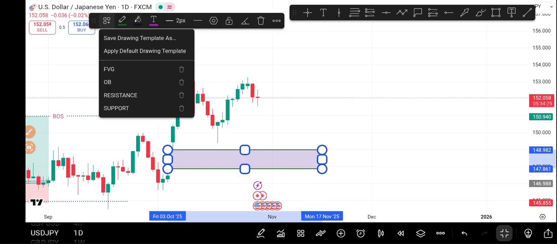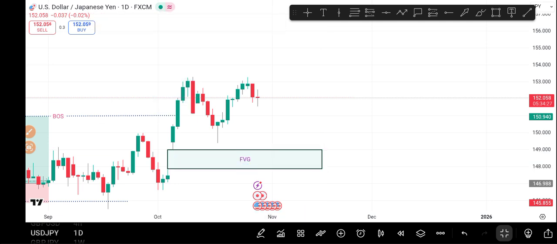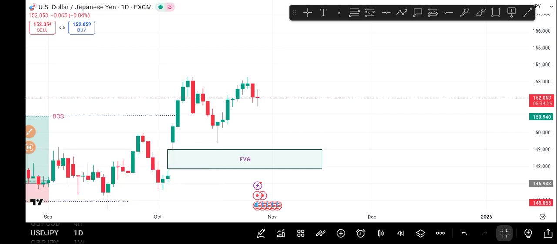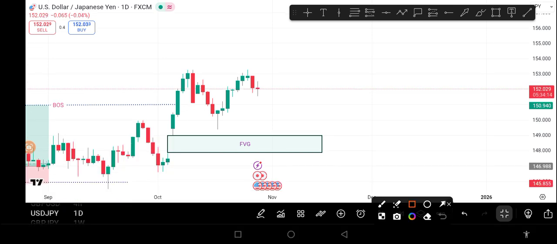Now this is a fair value gap. This gap must be filled to attain equilibrium before the price continues going up. So what am I expecting? Whatever I'm expecting is this: I'm expecting the price to retrace back into this fair value gap.